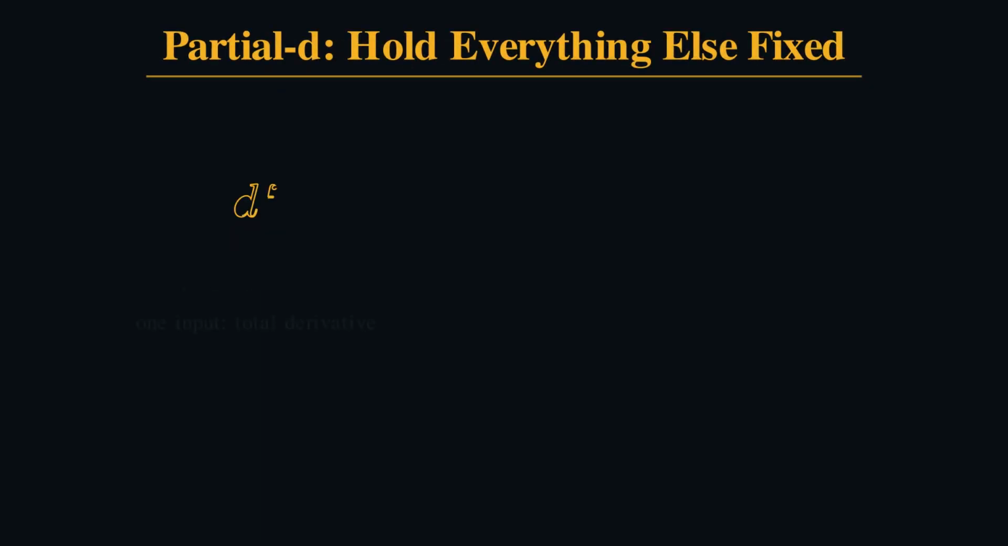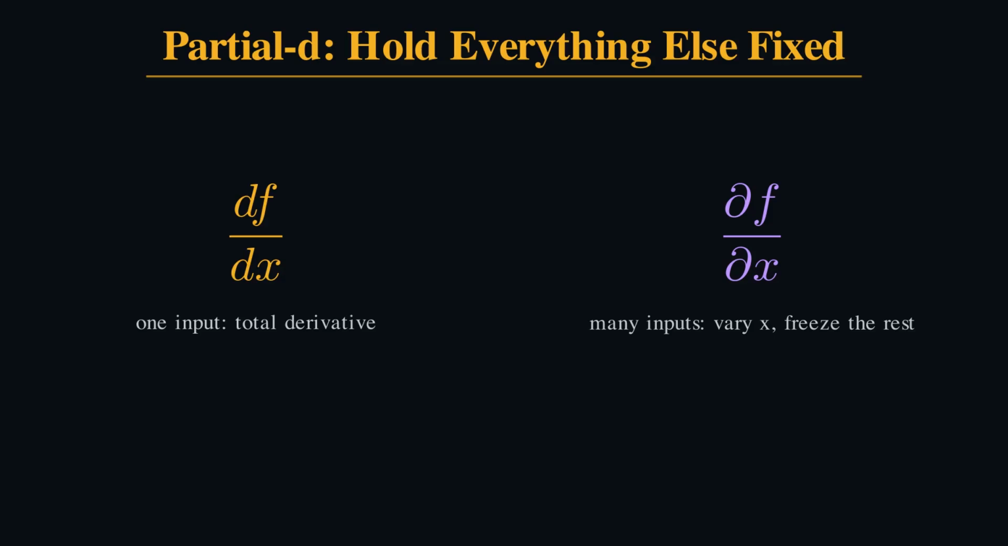Now a symbol that scares people. The curly d, called partial. A straight d, as in df over dx, is the ordinary derivative, how the output changes when its single input changes. We saw functions of one input last time, but real models have many inputs at once. The curly d, partial f over partial x, asks a focused question: how does the output change if we wiggle just x, while holding every other input perfectly still? That is the only difference. Partial means hold everything else fixed.